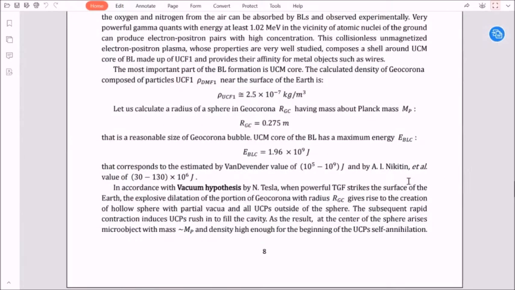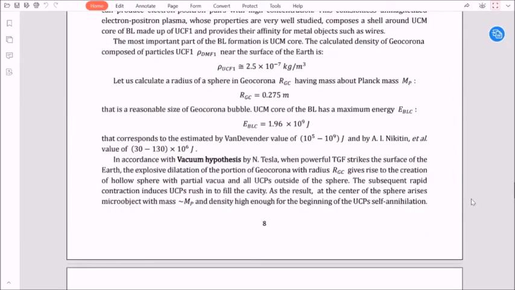explosive dilatation of the portion of geocorona with radius RGC gives rise to the creation of a hollow sphere with partial vacuum and all UC particles outside of the sphere. The subsequent rapid contraction makes UC particles rush in to fill the cavity. As a result, at the center of the sphere arises a micro-object with mass about Planck mass and density high enough for the beginning of the UC particles' self-annihilation.